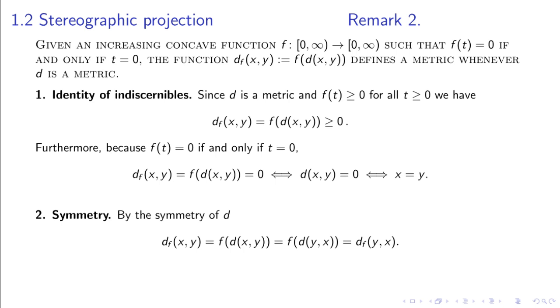Second, symmetry. Because d is symmetric, d(x, y) equals d(y, x). Applying f, we get f(d(x, y)) equals f(d(y, x)). Therefore, d_f(x, y) equals f(d(x, y)) equals f(d(y, x)) equals d_f(y, x). So d_f is symmetric.